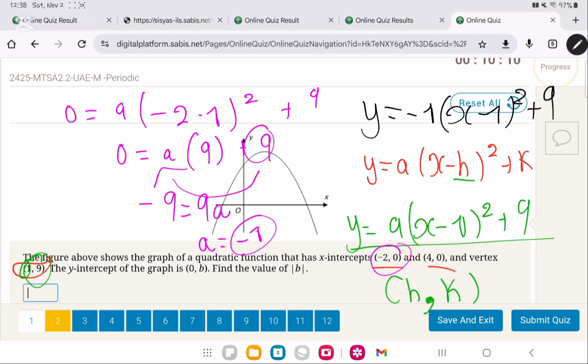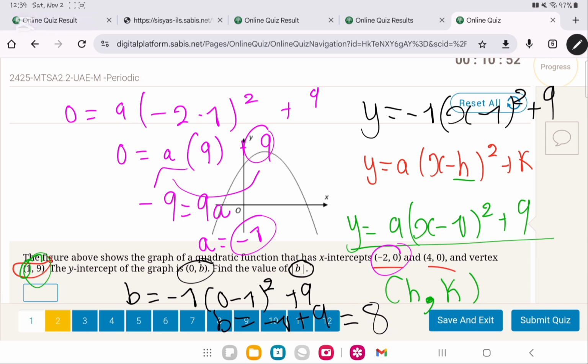Now, very simply, they want us to find the value of the absolute value of b. So our graph, they told us the y-intercept is (0, b). So we need to substitute it to find the value of b. Substituting it, we get b, which is y, is equal to minus 1 times (0 minus 1) squared plus 9. Solving it, you're going to get b is equal to minus 1 times 1, which is minus 1, plus 9, so it is equal to 8. But here, pay attention.